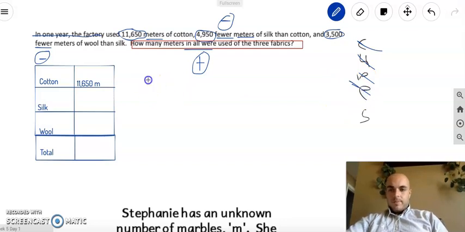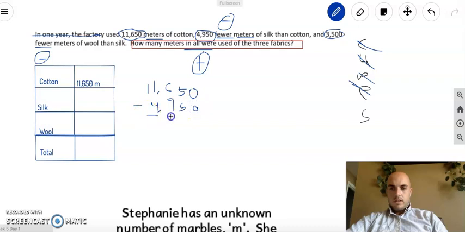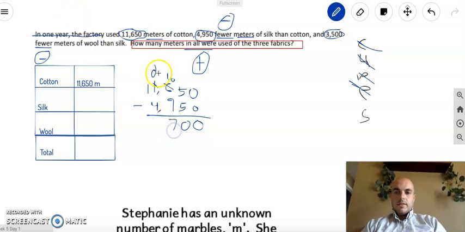So let's take our 11,650 meters of cotton, and let's take that 4,950 out of it. 5 minus 5 is 0. I need to borrow. I can't do 6 minus 9, of course. So this is now 16. So 16 minus 9 is 7. This is a poorly drawn 0, but I can't subtract 0 from 4. So I need to borrow, make this 10. 10 minus 4 is 6.